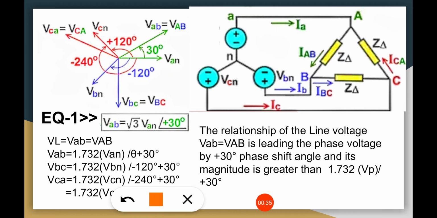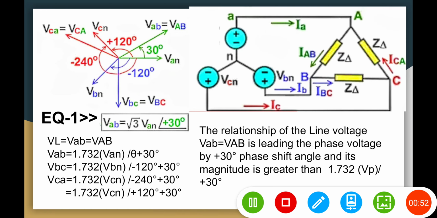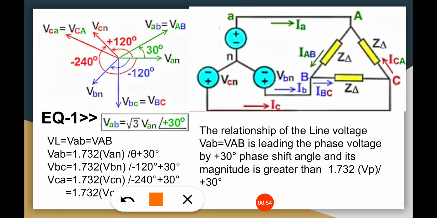Here on my right side is the phasor diagram, and on my left side is the WYE-DELTA balanced load circuit configuration with a positive phase sequence ABC. And this is the VAB, the line voltage, which is equal to the phase voltage of the delta load.